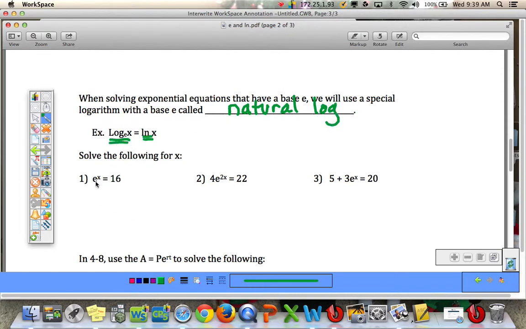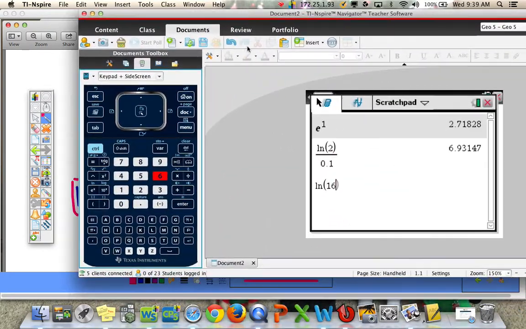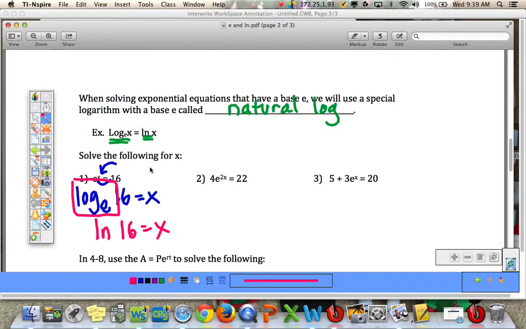Let's do an example. e to the x equals 16. Solve for x. It's an exponential. Let's use a log. Log base e of 16 equals x. Whenever you see log base e, change that to ln. ln of 16 equals x. x is by itself, so you type it in. Alright, so ln of 16 is 2.77. So x is about 2.77.